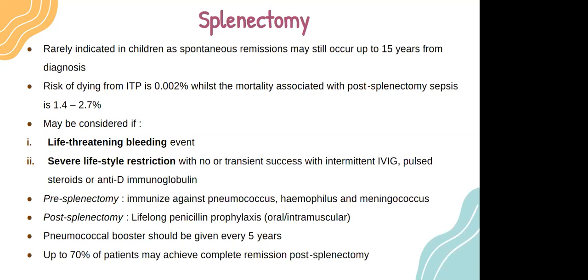Why is it rarely indicated? Because the risk of dying from ITP is much lower than the risk of dying from post-splenectomy sepsis, which is 1.4 to 2.7%. Okay. But splenectomy may be considered if there is a life-threatening bleeding event or severe lifestyle restriction with no or transient success with intermittent intravenous immunoglobulin, steroids or anti-D immunoglobulin.